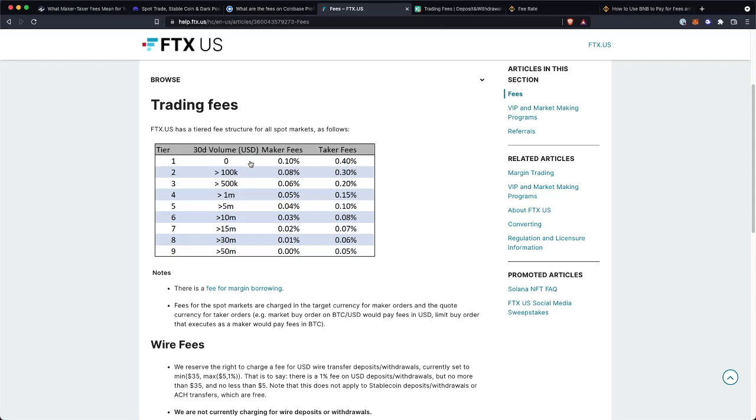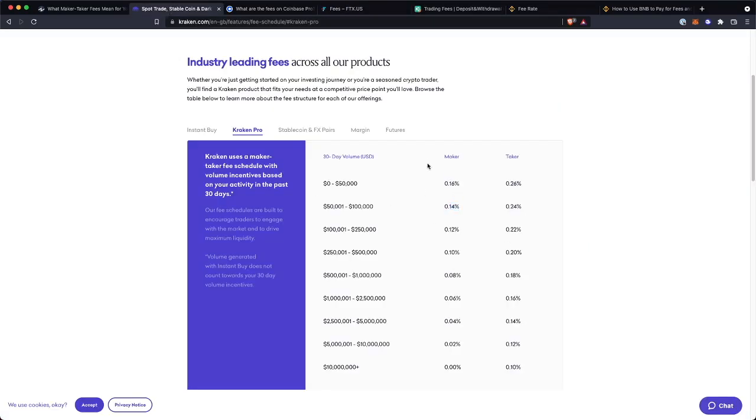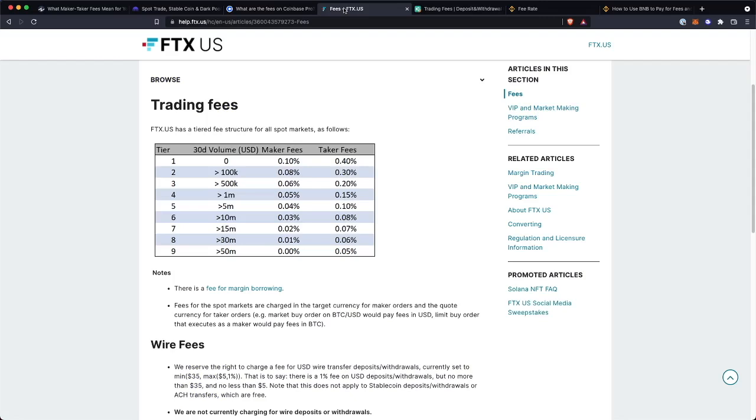So with FTX, the first fee tier is 0.1 for maker and 0.4 for taker. So if we go back to Kraken, which was the best so far, we can already see that FTX is beating Kraken on the first tier right off the bat. You don't actually get to FTX's level on Kraken for the maker until you're trading like $250,000. So we can already see that, if you're trading on FTX, you're going to be getting a lot better fees over the long run than Kraken.